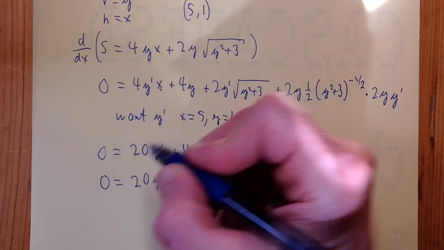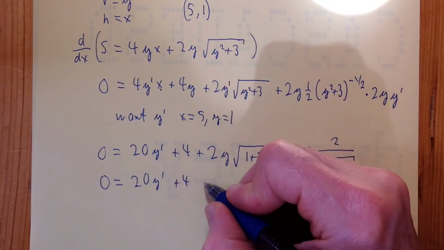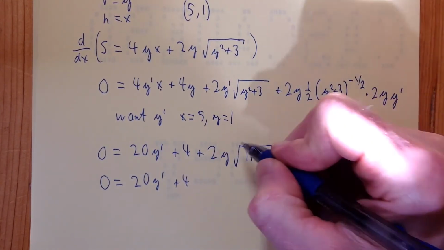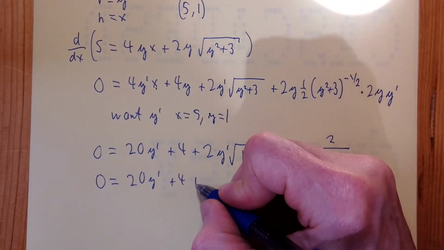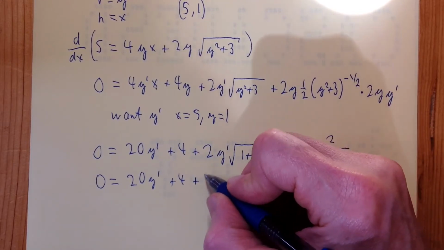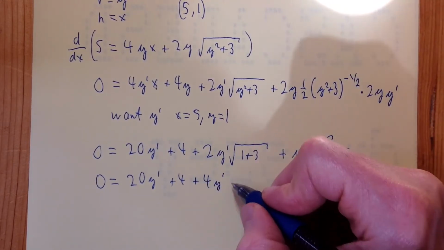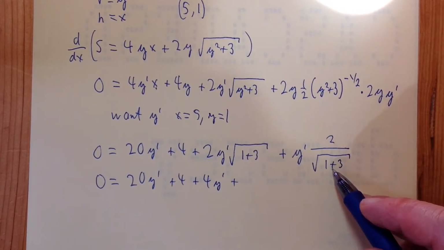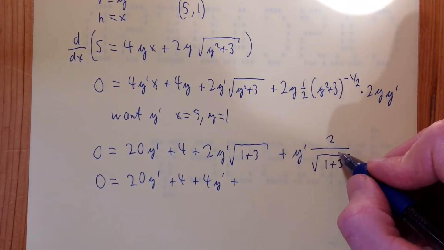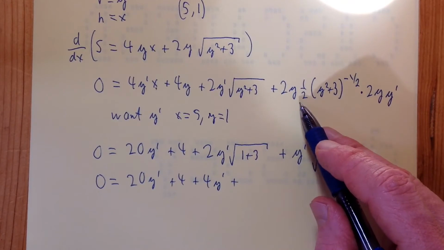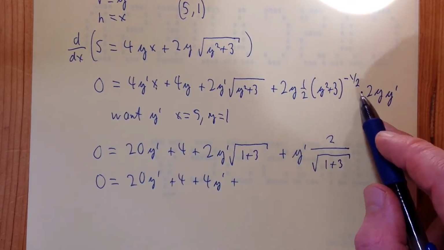So 0 is equal to 20y prime plus 4. Why did I write y there? That's a y prime. Plus, let's see, that's 4. Square root of 4 is 2, so plus 4y prime. Plus this last one, we have 2 divided by 2, so that's just another y prime. Did I do that right? So we have 2, those 2's cancel out, we have a 2 there.